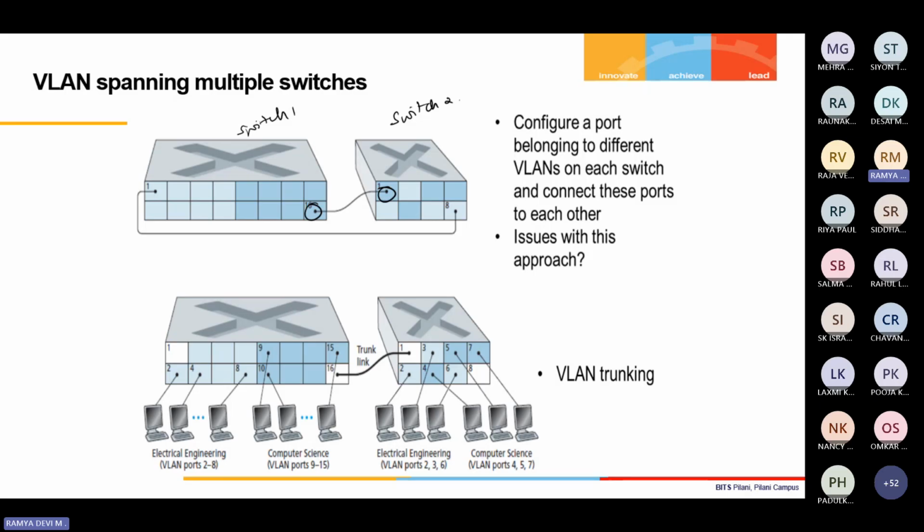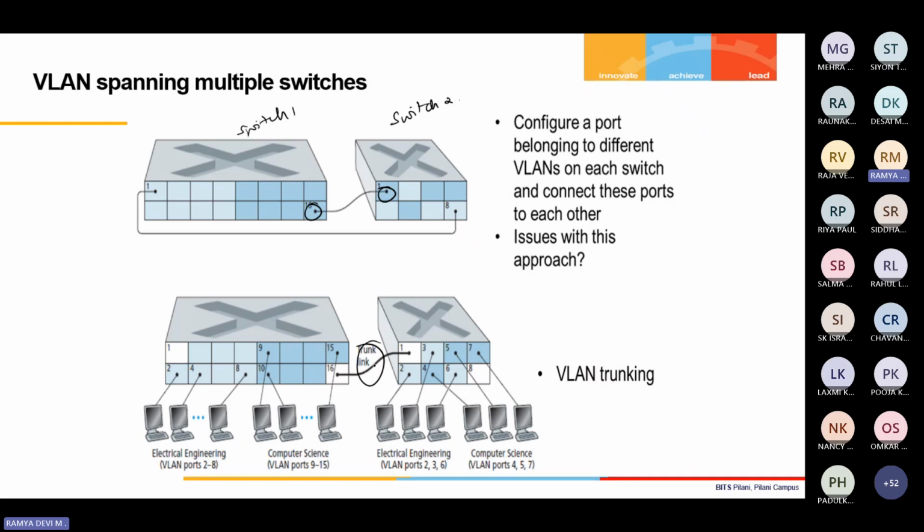So it will be wasting ports and it does not scale up when many VLANs are required. So instead of that, we can go for a trunk link, VLAN trunking. So a physical link here can be connected to multiple VLANs simultaneously.